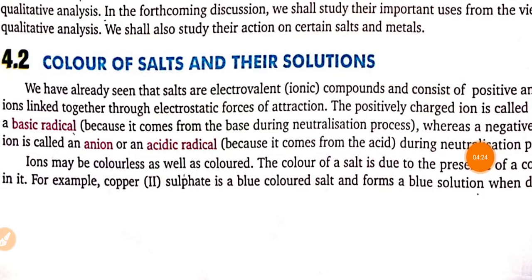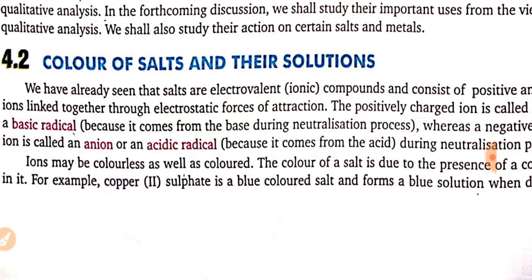Now we read about the color of salts and their solutions. As you already know, in the chapter on chemical bonding, you read about electrovalent compounds, which consist of positive and negative charges linked together through electrostatic force of attraction. The positively charged ion is called a cation, and it contains a basic radical, because it comes from the base during the neutralization process, whereas a negative ion is called an anion or acidic radical because it comes from the acid.